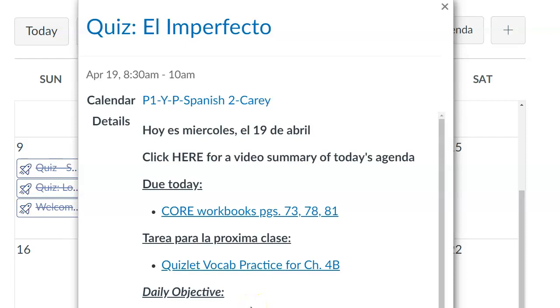Aquí tienen el horario para hoy, miércoles, el 19 de abril. Your homework due for today was core workbook pages 73, 78, and 81. Your homework for next class is the Quizlet vocab practice for chapter 4B, which we will begin next class.